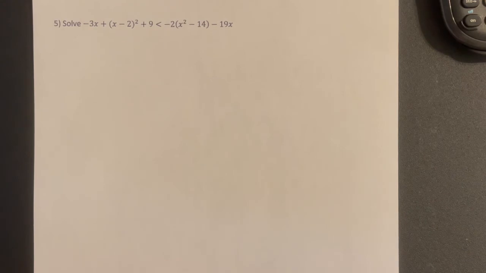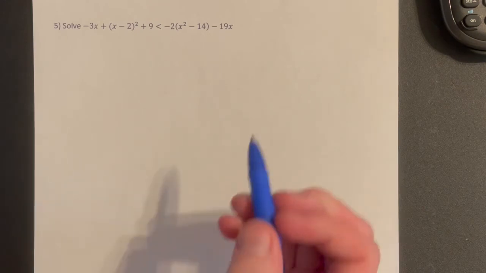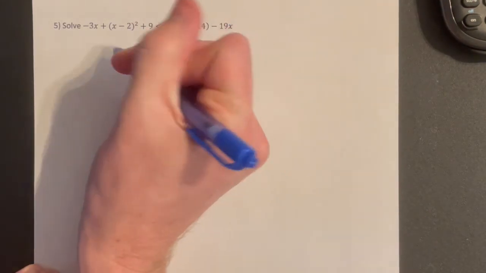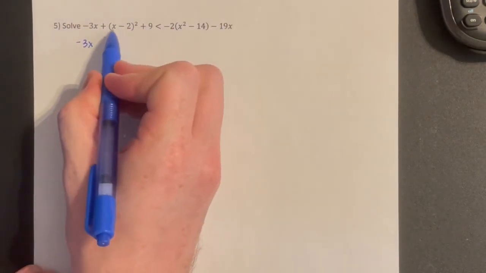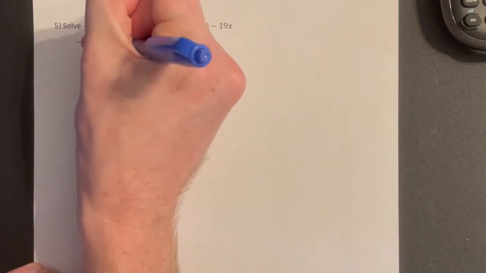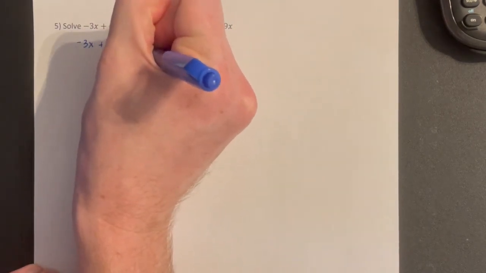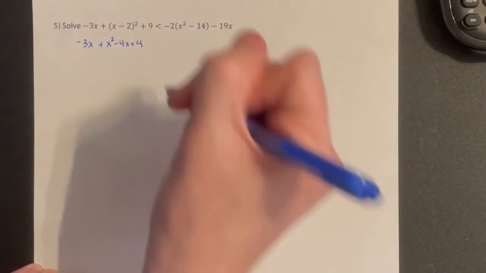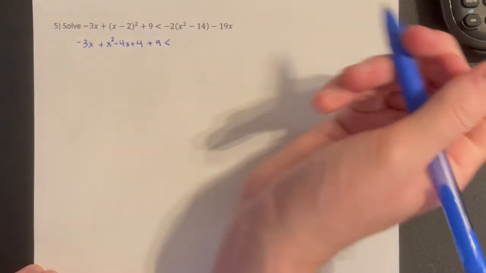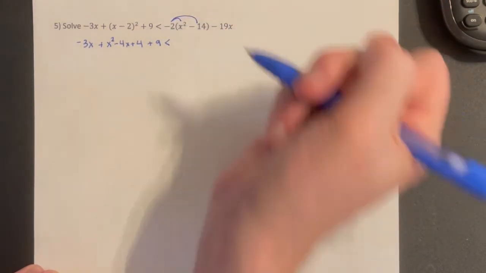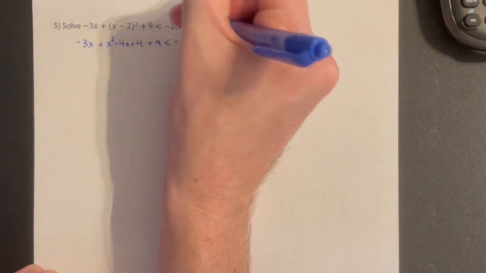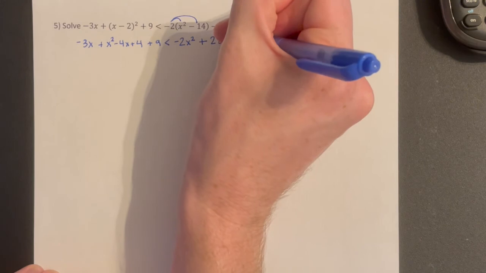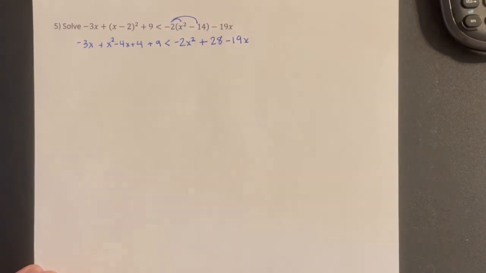For our last one, we have something that's not in factored form, and we've got actually a lot of stuff to work out. So what we need to do is a little bit of algebra, and I see this thing squared first. So I'm going to take that -3x and just leave it the way it is. But x minus 2 squared would be x squared minus 4x plus 4. And then we still have plus 9 outside. We distribute our -2 to x squared, that'd be -2x squared. And then positive -2 times -14 is 28. Minus 19x.